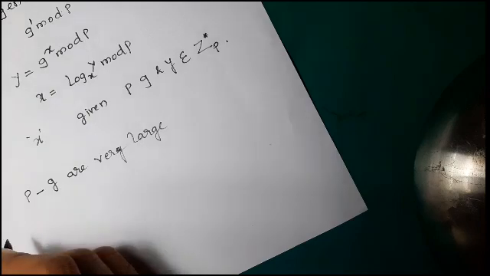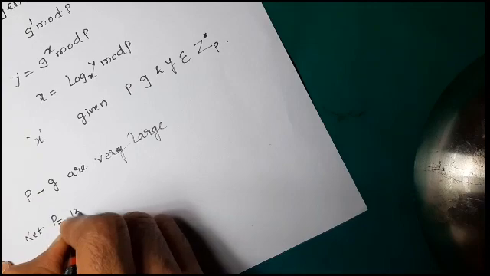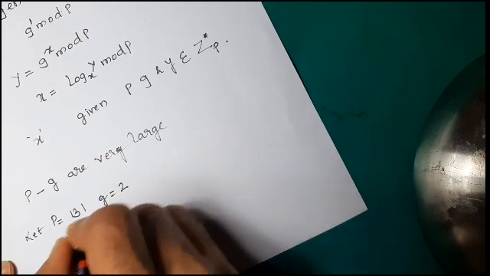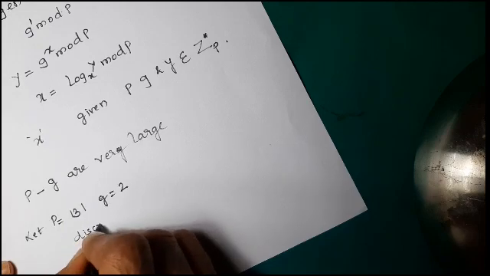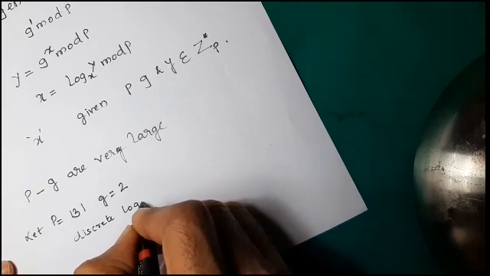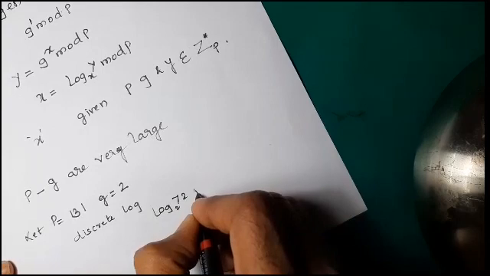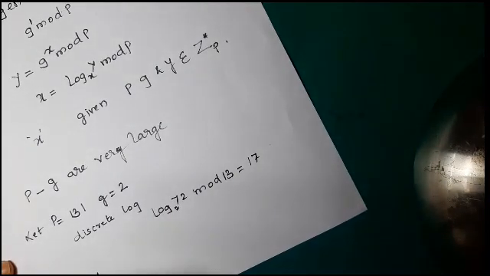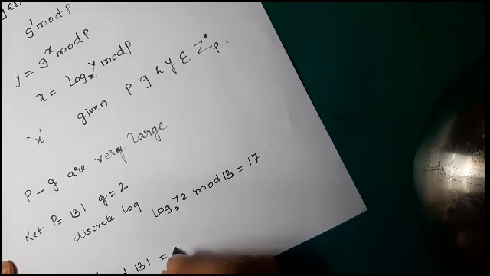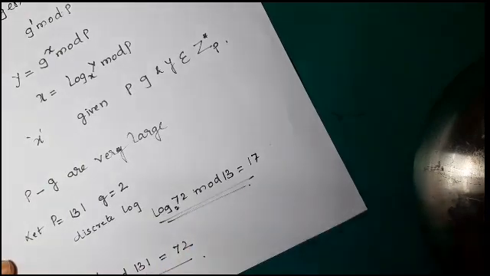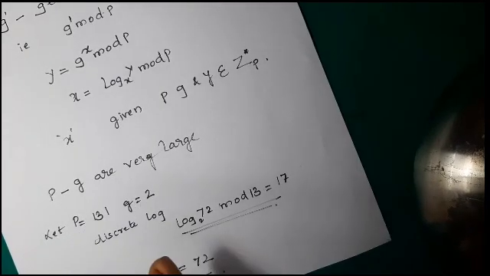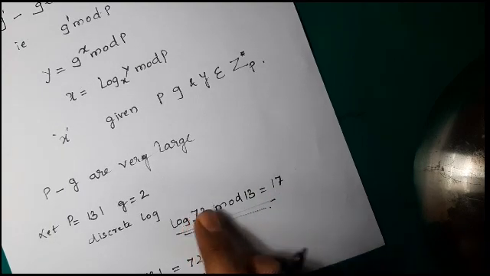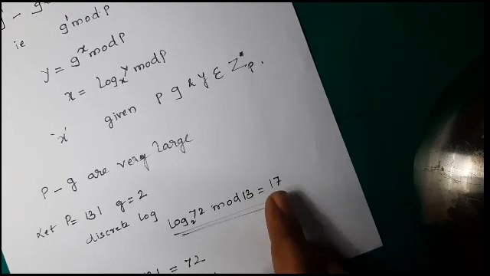Let us consider one simple example. Let p is equal to 131, g is equal to 2, and the discrete log, log 2 of 72 mod 131 is equal to 17, because 2 raised to 17 mod 131 gives you 72. Since the values of p and g are very small over here, it is easy to calculate the value of y. But once the values of p and g become large, it is very difficult to get this value.